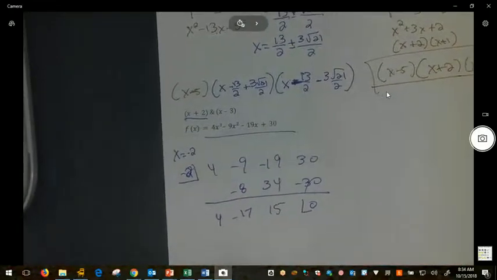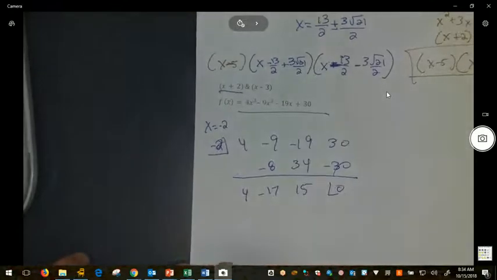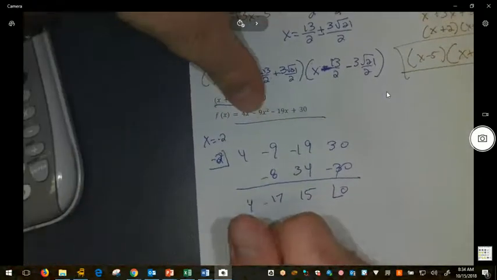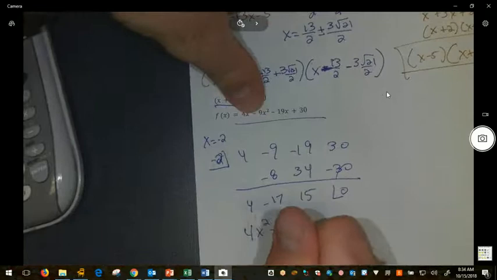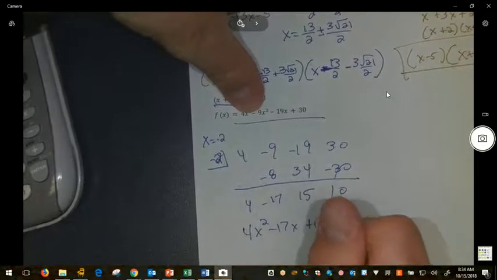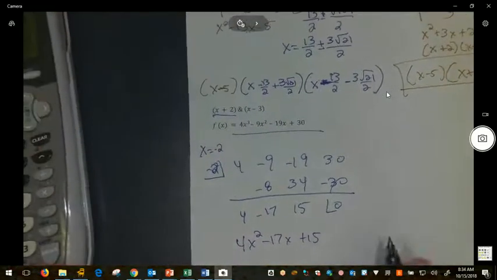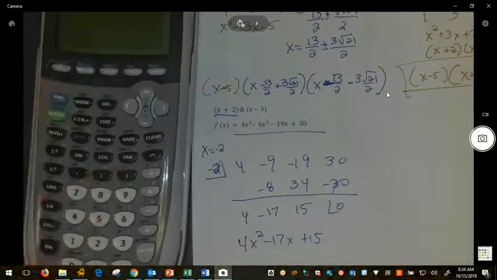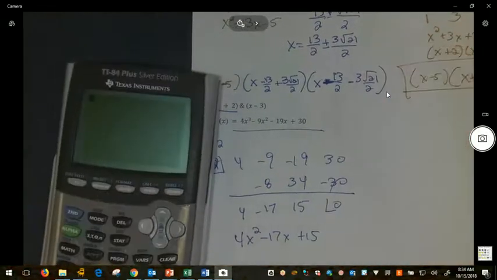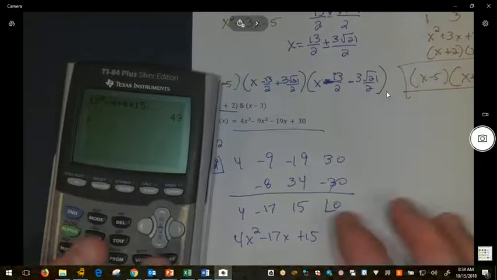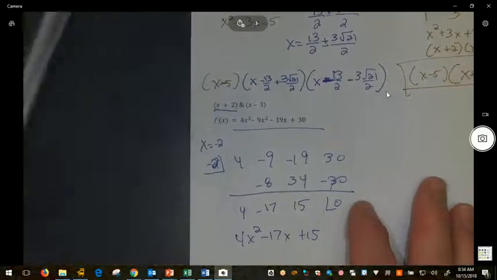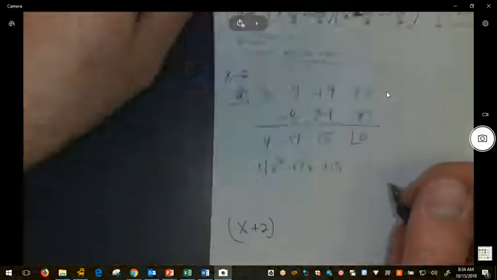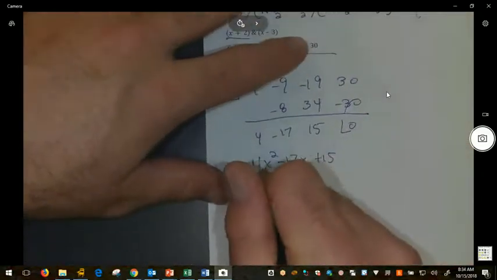So one of our factors is x plus 2. We have to figure out the other factors from our 4x squared minus 17x plus 15. I'm going to try guess and check. If that doesn't work, well, you know what? I'm going to first see if it is even factorable. 17 squared minus 4 times a times c is 49, which is a perfect square, so this one is factorable. Or I could just finish the quadratic formula.